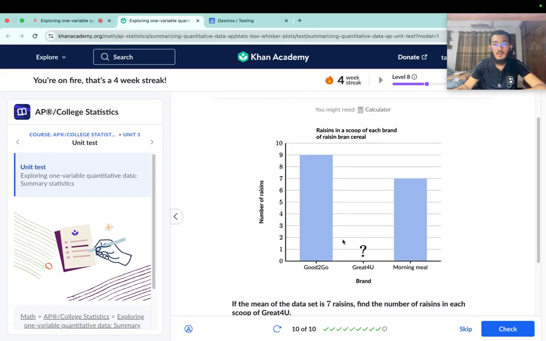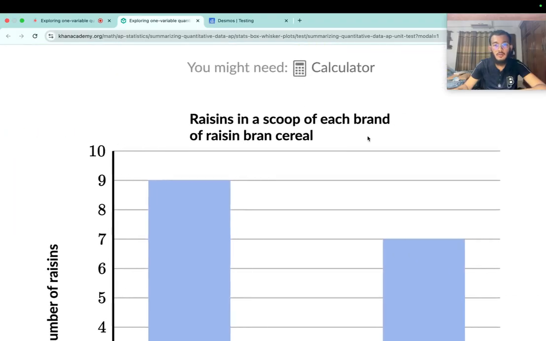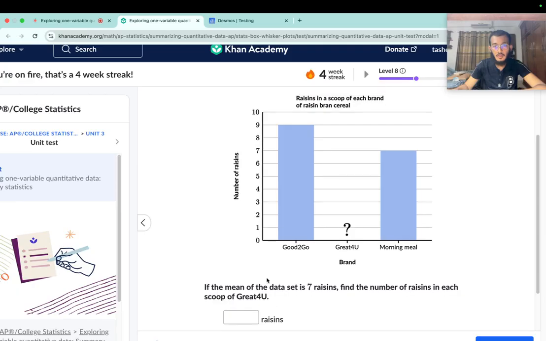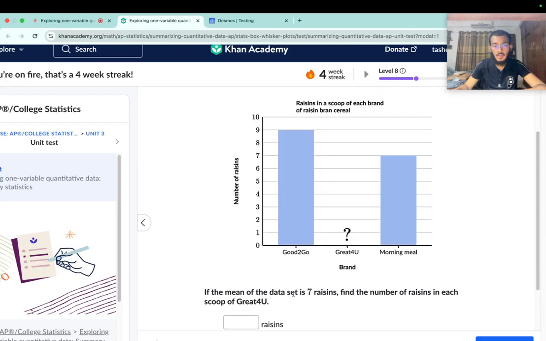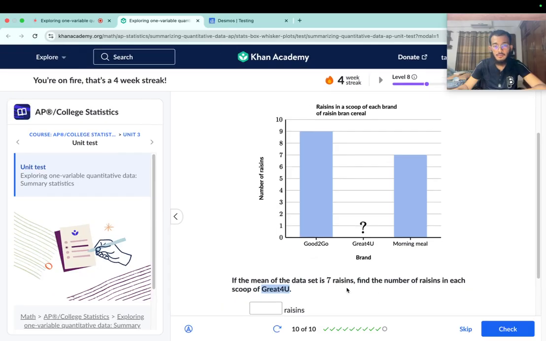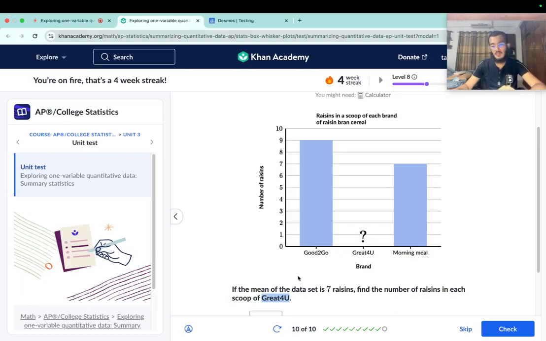Okay. So raisins in a scoop of each brand of raisin cereal. If the mean of the data set is 7 raisins, find the number of raisins in each scoop of Great for You. Okay, so we have 9 raisins for Good to Go, 7 for Morning Meal.